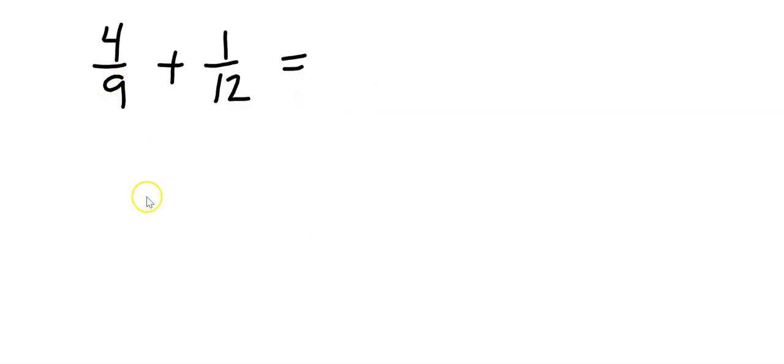In this example, we're going to be adding fractions with unlike denominators. We're going to just look at one example. So we are adding 4/9 and 1/12. So the first thing we need to work on is what you've already been working on during this lesson, finding the least common multiple.